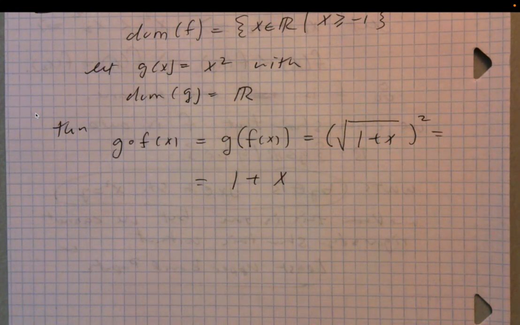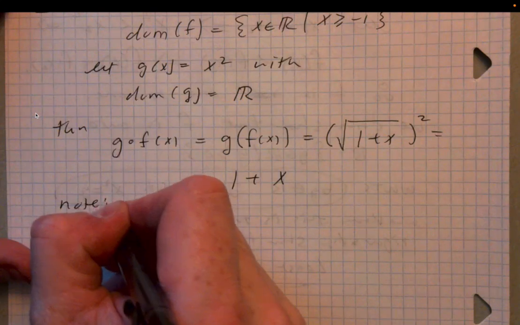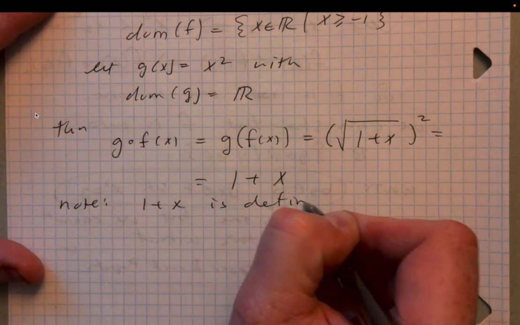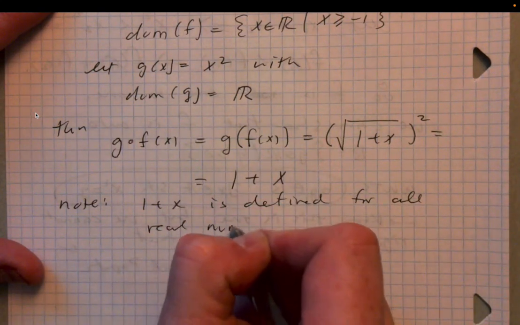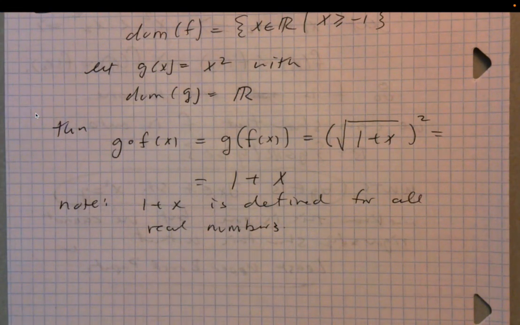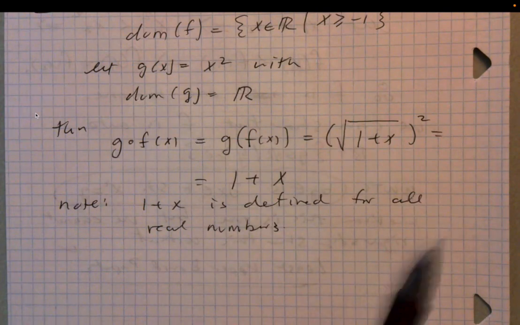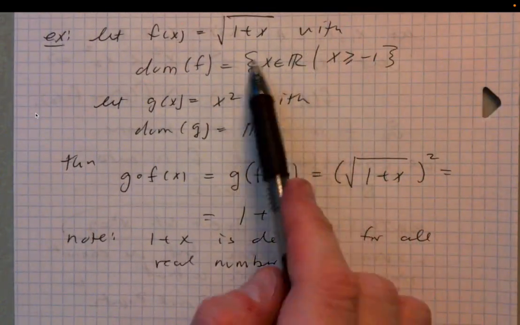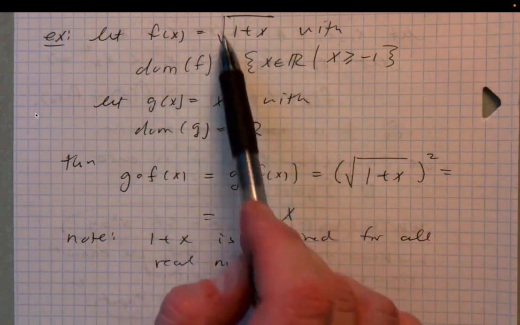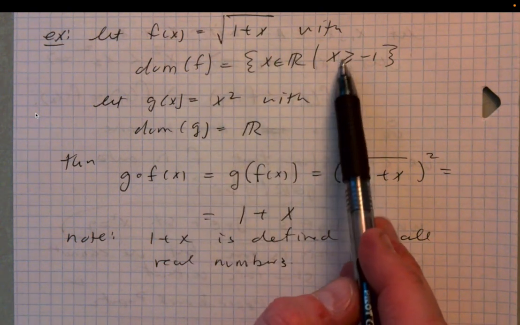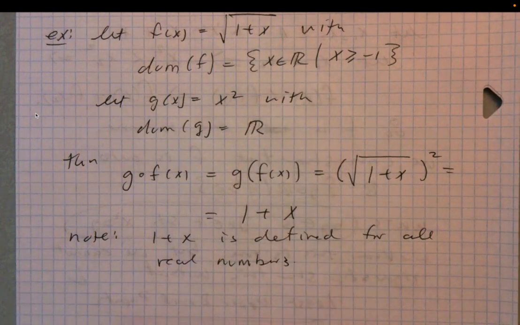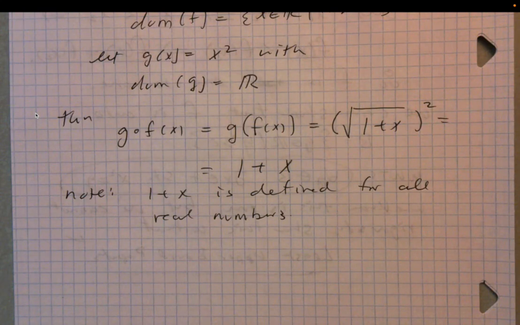Now, it's important to keep this concept straight. We know that the function 1 plus x is defined for all real numbers. But because we're talking about the composition of functions, and in particular f of x, remember up here, has a domain that has to be restricted in order to make f a real valued function, because this is the square root of 1 plus x, x has to be greater than or equal to negative 1 in order for f to be a real valued function. And so because of that, the domain of the composition of g with f, we have to restrict the domain as well.